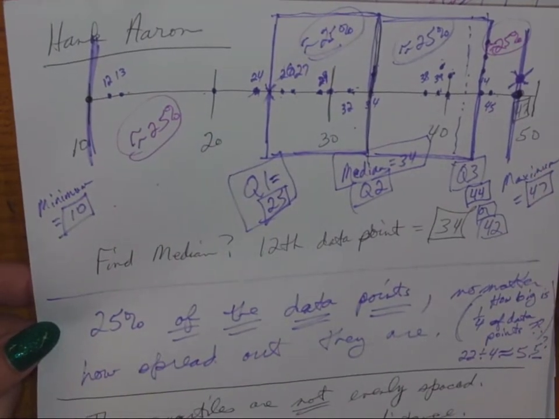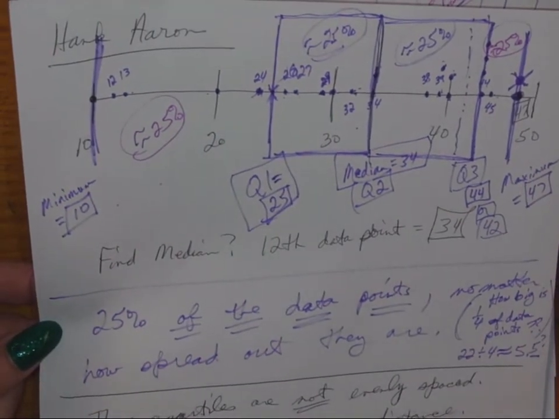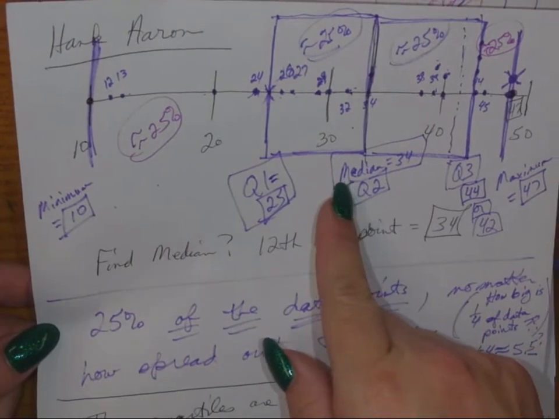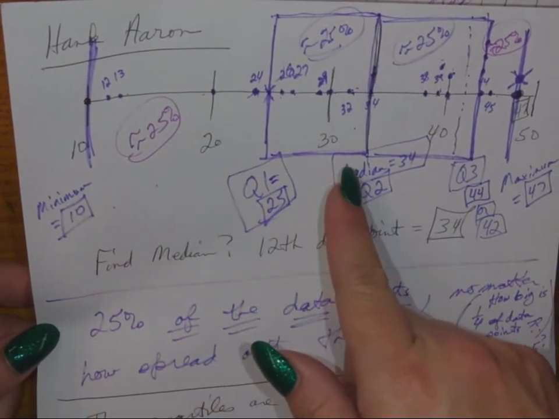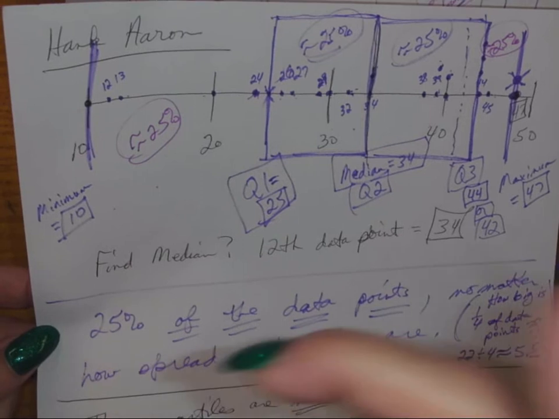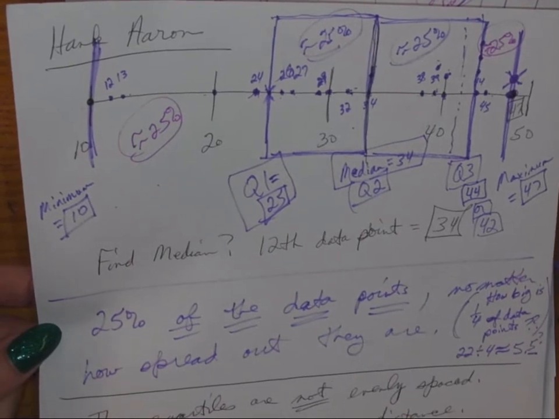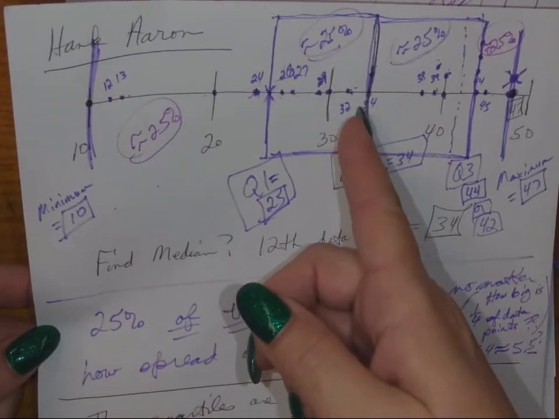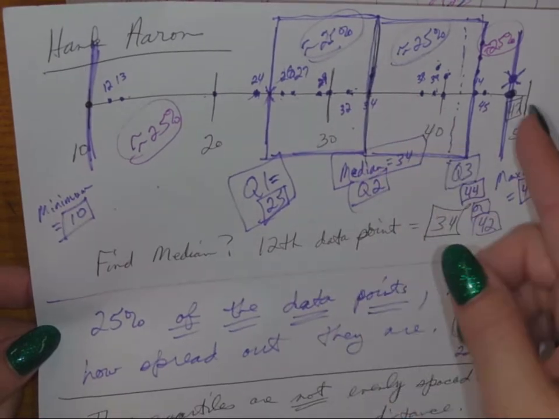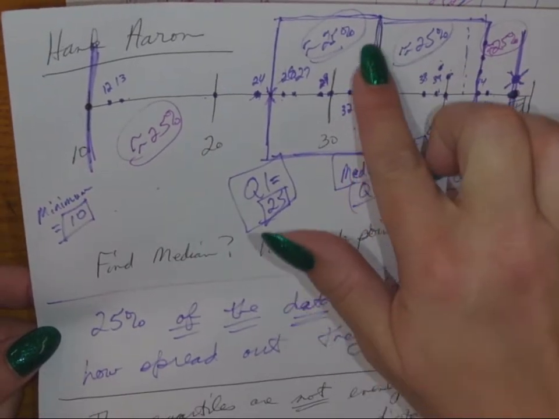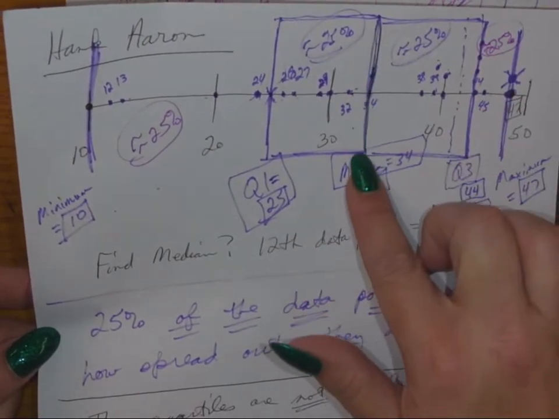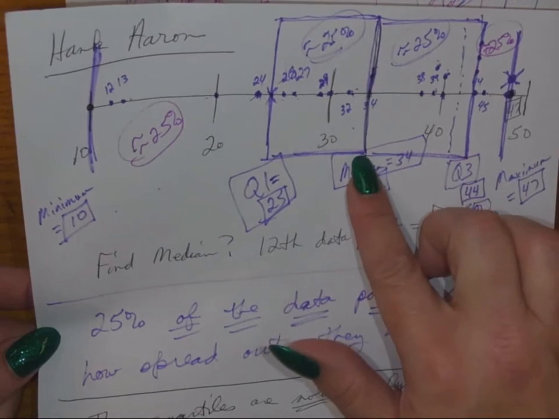But remember, I'm not looking at the middle of the picture. I'm looking at the middle of all the data points. So Hank Aaron, I think he had, what, 20, did he have 23 seasons? So there are 11 below and 11 above. And the 34 here was a median, or the median was a data point.